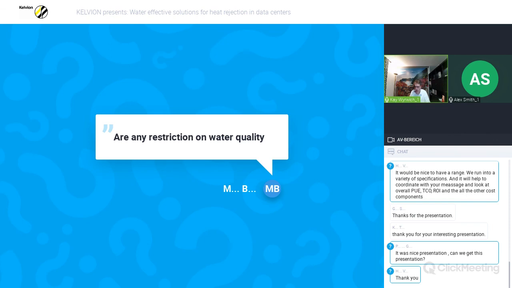There we go. So yeah, there are some restrictions on water quality. We tend to recommend some, but I haven't got them to hand with me. I could dig them out, and if you are interested, I encourage you to contact either Kai or myself, and we can discuss it further. But typically speaking, we use potable water. That's sort of where we come from.